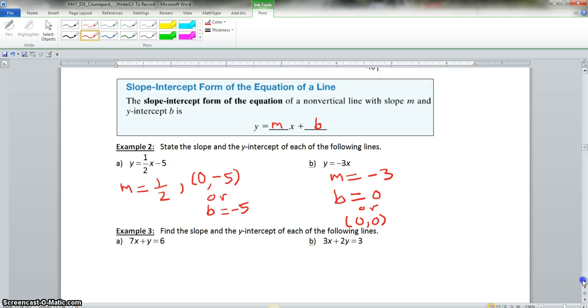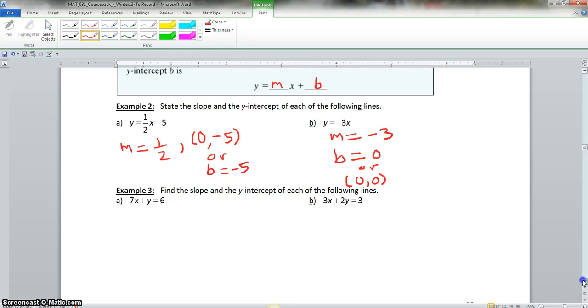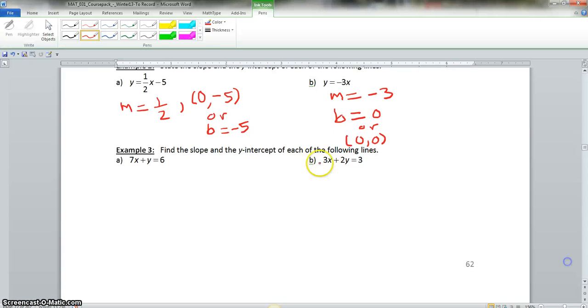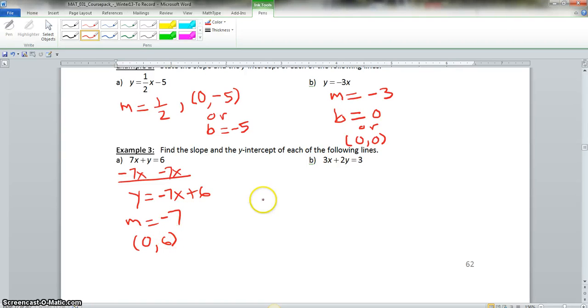Okay, now we come down to example 3. It says find the slope and the y-intercept of each of the following lines. If you notice, y is not by itself, so we need to get y by itself. So we will subtract 7x on both sides, and you will have y is equal to negative 7x plus 6. So our slope is negative 7, and our y-intercept as an ordered pair is 0, 6.